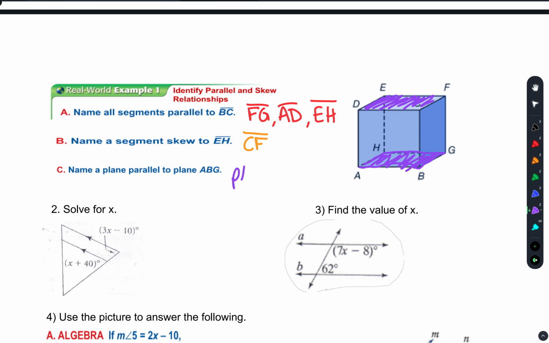Remember when we name planes, we use that word plane and we give it 3 capital letters. So DCF works for me. Questions here. That naming stuff also doesn't go away, so don't be nervous about naming things. All right, are we ready to talk angles?